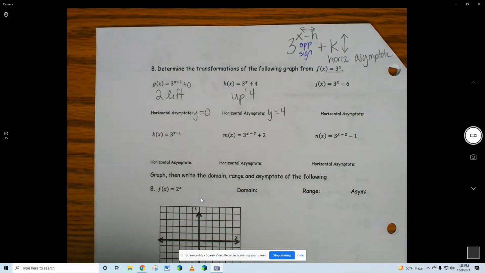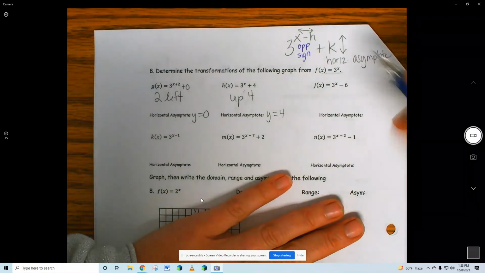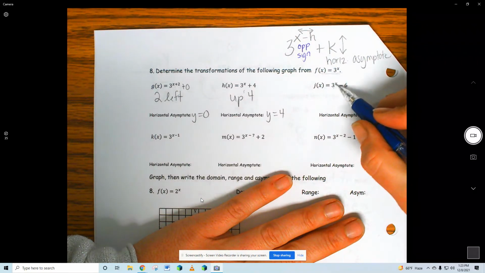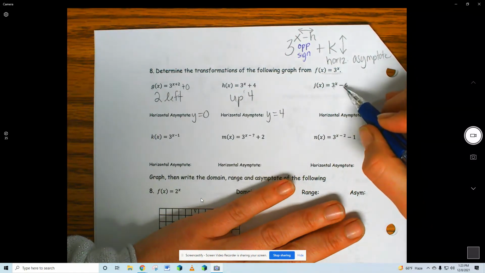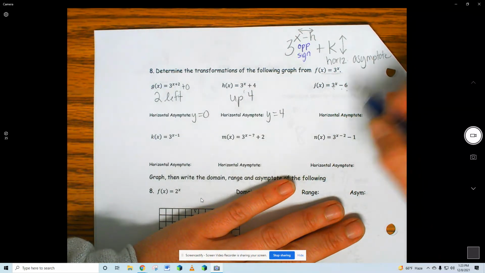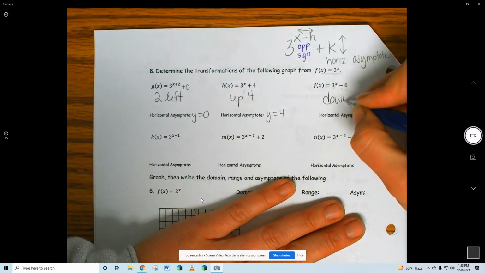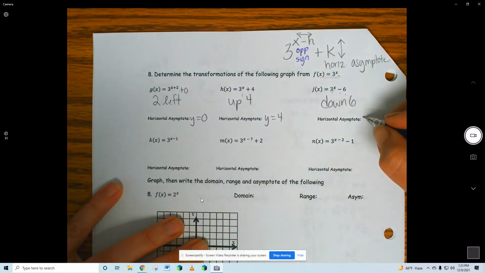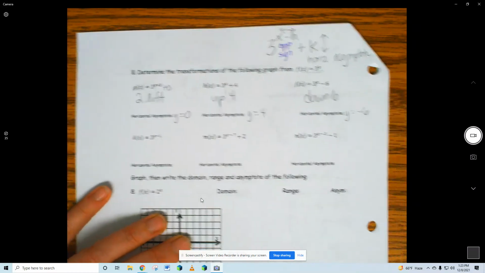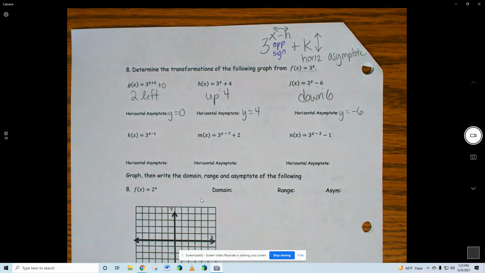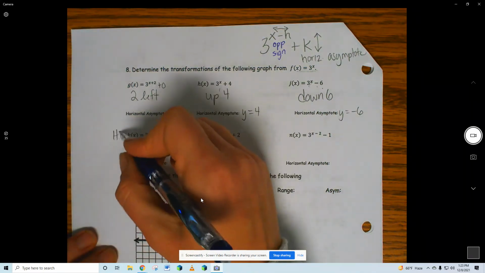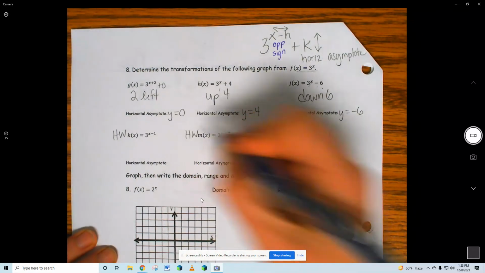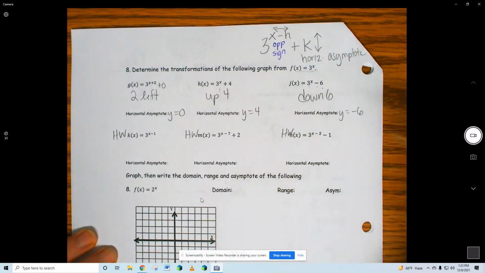Work ahead if you can do these without help. 3 raised to the power of x is normal, but there's a minus 6. Down 6. Good job. And my horizontal asymptote is going to be y equals negative 6. I want you to do the bottom 3 for homework.